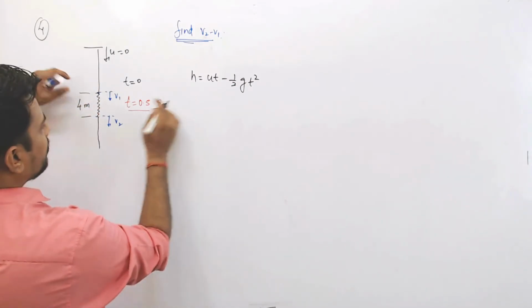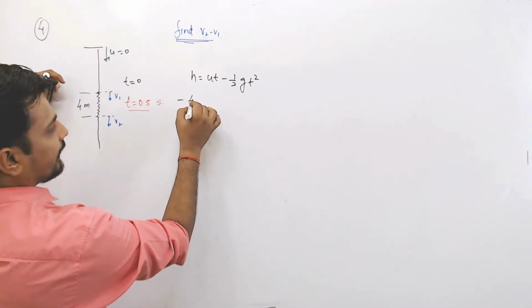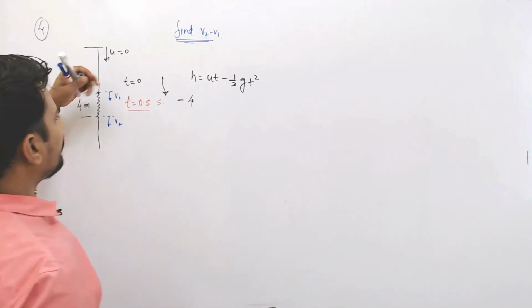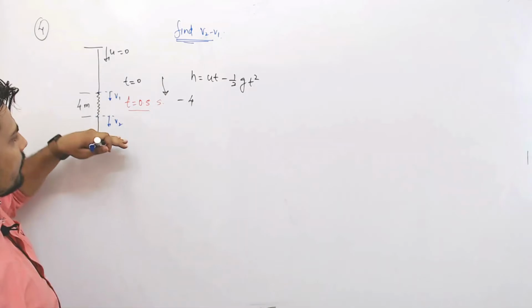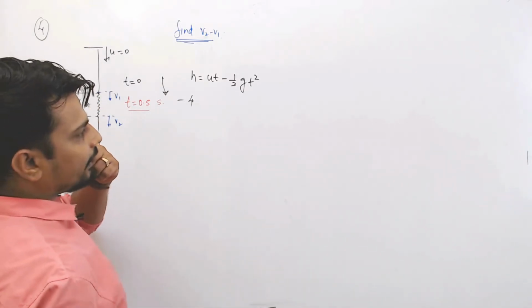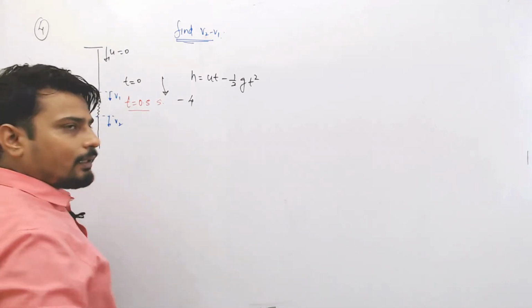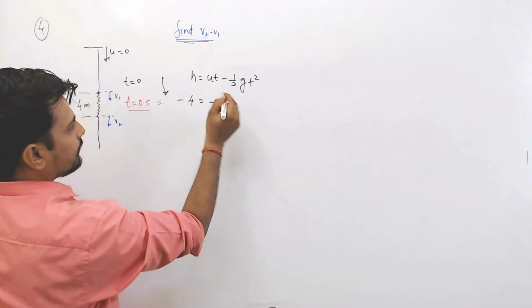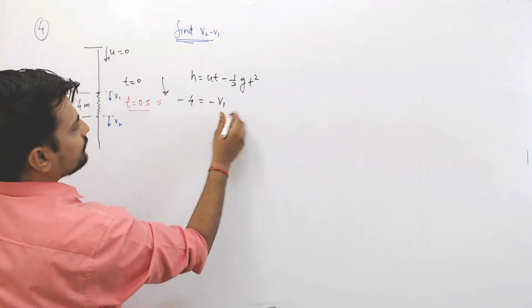How much height has it moved? 4 meters towards down, so negative 4. The reason is that the body's initial position is top and the later position is bottom. The body is moving downward, and downward I always try to take as negative, unless in certain specific situations. U is how much? Negative, downward, v1.